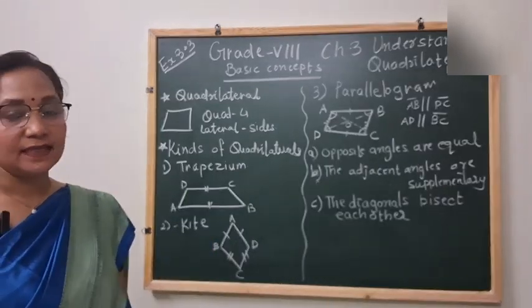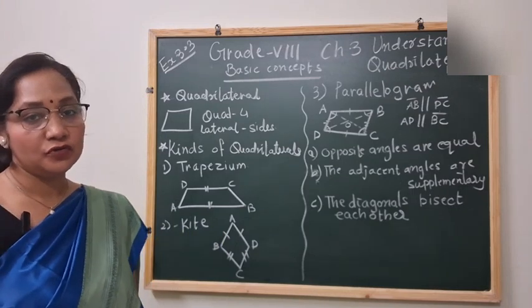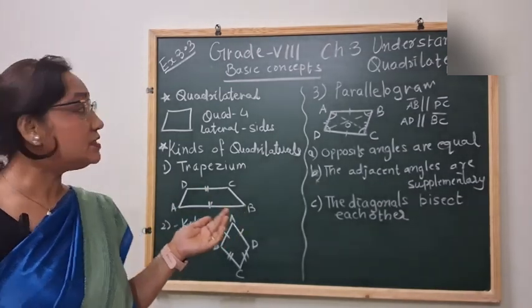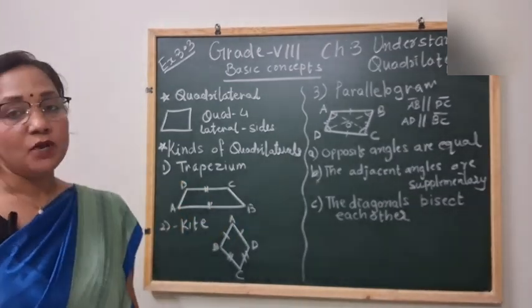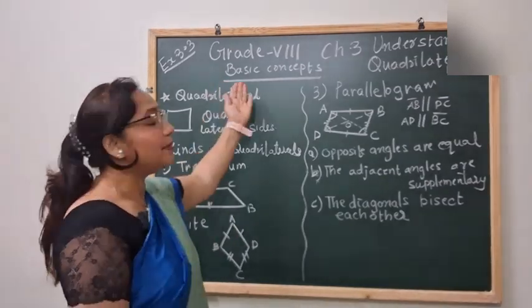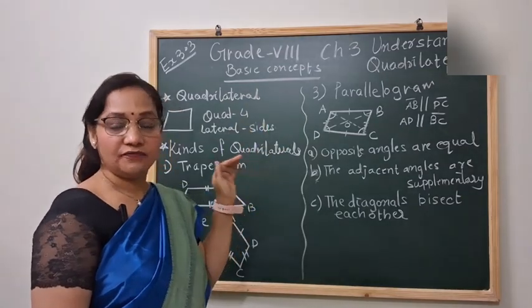Earlier we finished exercise 3.2. Today we are going to start exercise 3.3 of chapter 3, Understanding Quadrilaterals, for grade 8. Now before we start the exercise, it is very important to go through a few basic concepts for this exercise.